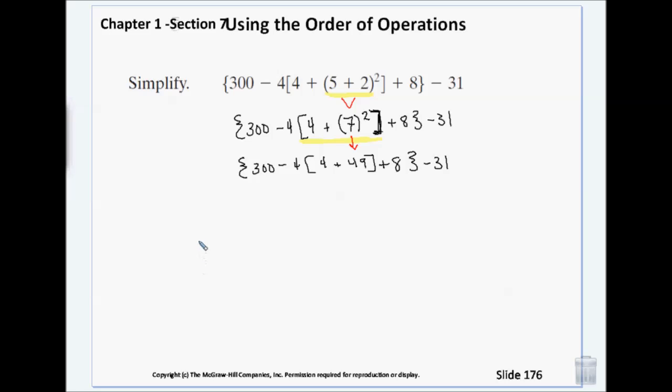Okay. So again, I'm doing one step at a time, very little small pieces so that I can keep track of it and it doesn't get confusing. I'm still inside this bracket. I didn't finish, I just did the one exponent. So next I'm going to add 4 and 49, which is 53. And everything else I'm rewriting exactly the way it was.